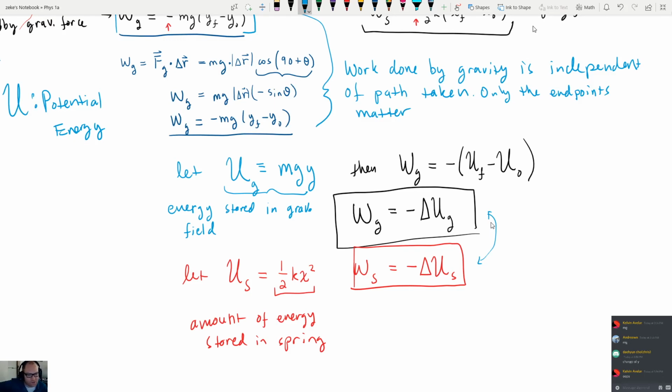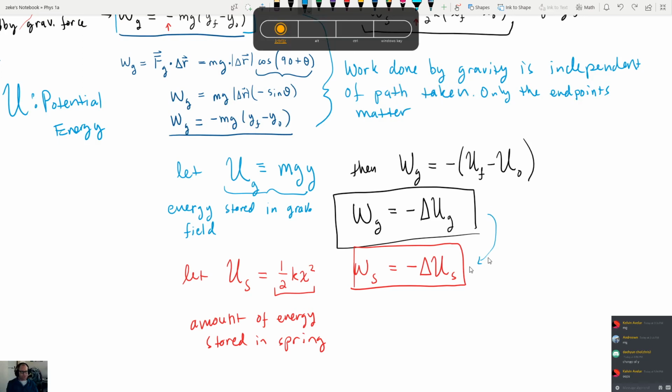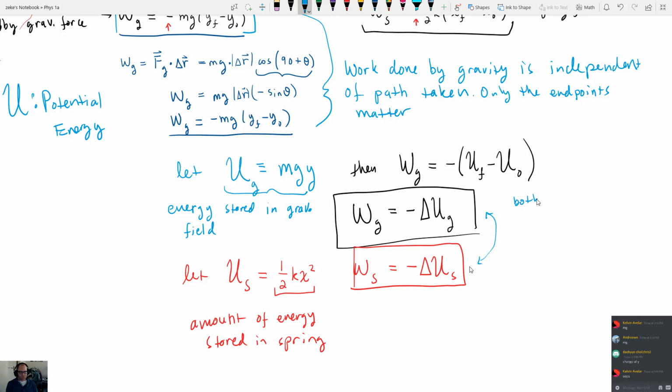You will find other types of potential energy, but they all have this same feature, that the work done by the force is independent of the path taken. And there's always a negative sign that shows up between the change of potential energy and the work done by a force. This relationship in general makes both of these forces what we call conservative forces. And conservative basically means what I said right there.